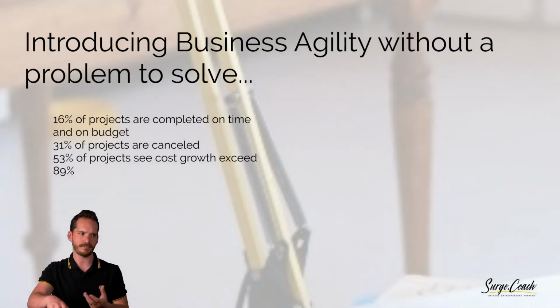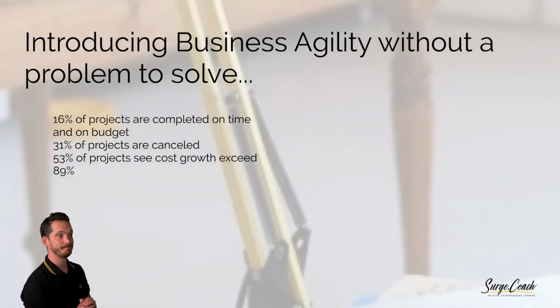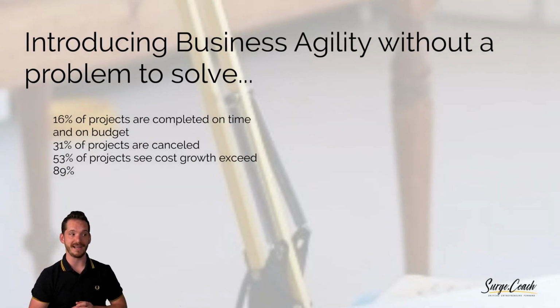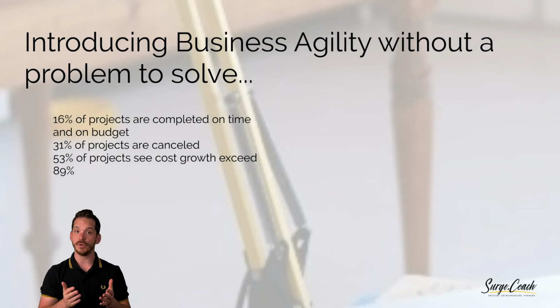Here's some problems. 16% of projects are completed on time and on budget. 31% of projects are cancelled. 53% of projects see cost growth exceed 89%. If that is you, then this could be a good solution for you. Because you're doing the wrong things in the wrong way. You want to be using the right tools in the right way.